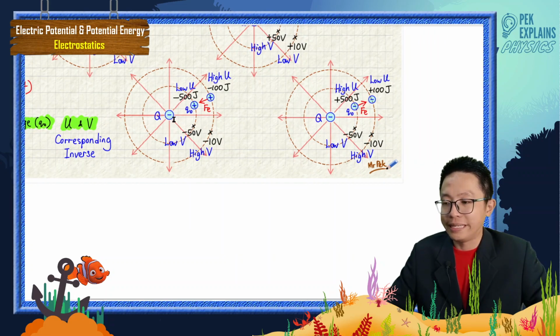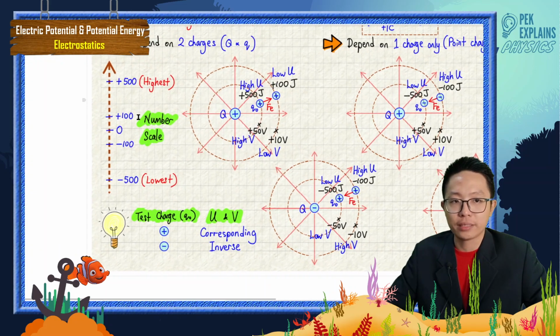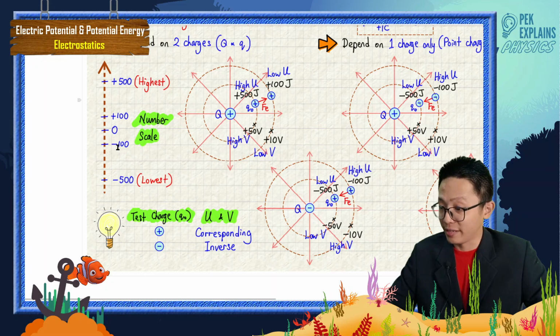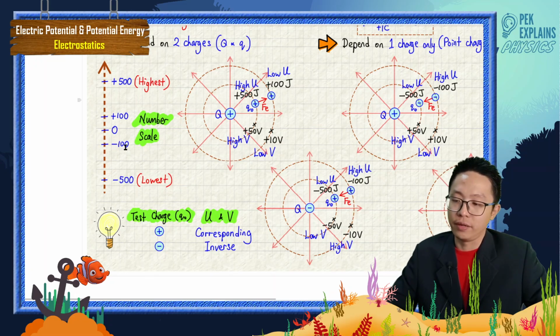Okay. What about a negative point charge? Which one has higher potential according to the number scale, according to your mathematics? We know that negative 100 versus negative 500 doesn't mean the 500 is bigger. According to mathematics, the more negative, the lower the value. The less negative, the higher the value. So negative 100 is bigger than negative 500.